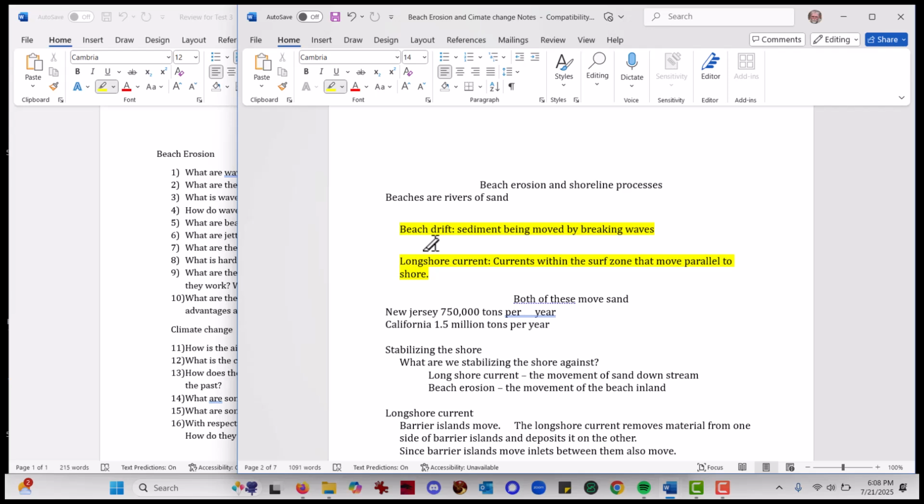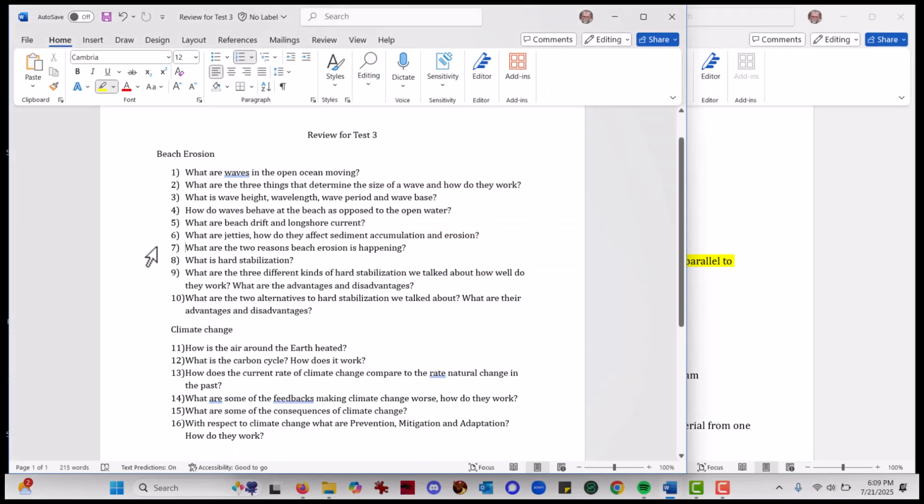That's beach drift. Longshore current is that current in about chest deep water, just a few feet of water right there at the beach, right? And you've experienced this. You go to the beach and you feel yourself being carried along, usually but not always to the south. That's the longshore current, and they both move sand, on the order of 1 million tons of sand per year getting moved past a fixed point, so it's a lot of sand. It really can be.